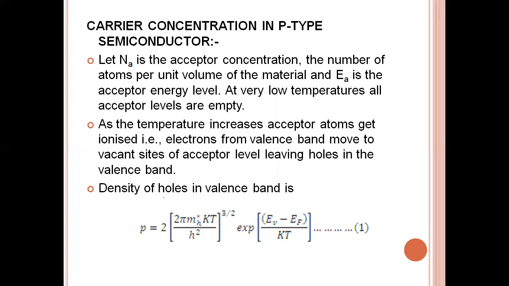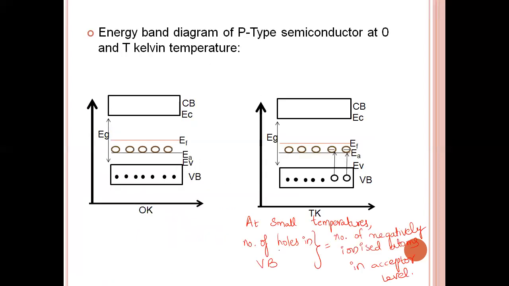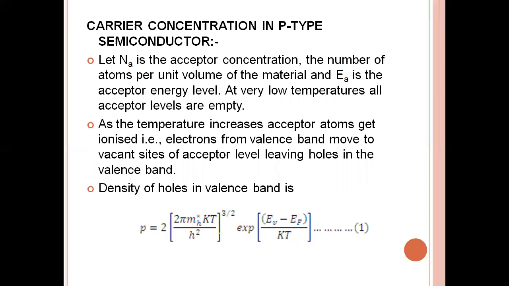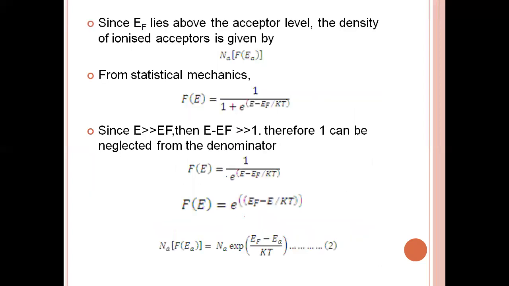As with the intrinsic semiconductor, the density of holes in the valence band is given by p = 2 (2 pi m_h* kT / h^2)^(3/2) exp((Ev - EF)/kT). This is the density of holes in the valence band. As I told you, we need the number of holes in the valence band and also the number of negatively ionized atoms in the acceptor level. We have the number of holes, but we need to find the number of ionized atoms in the acceptor level. That can be given by the acceptor concentration times the probability function.